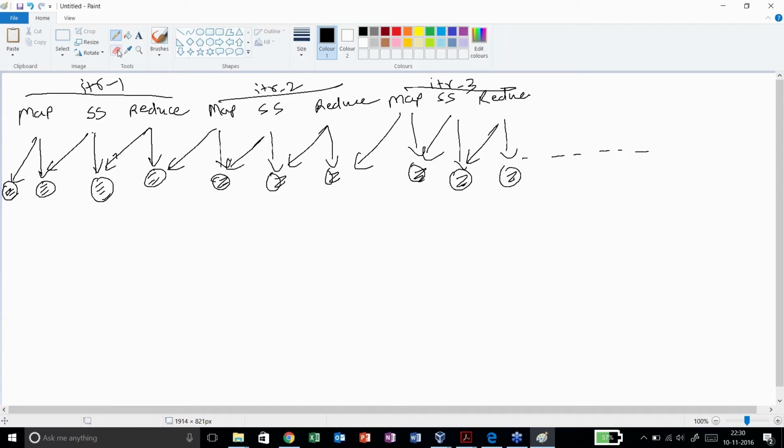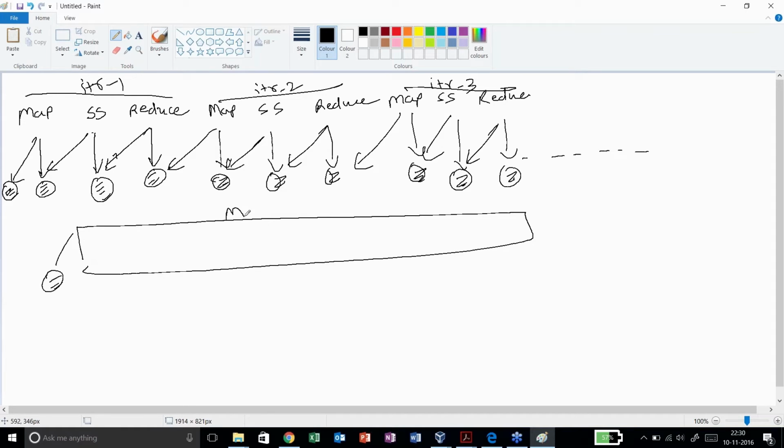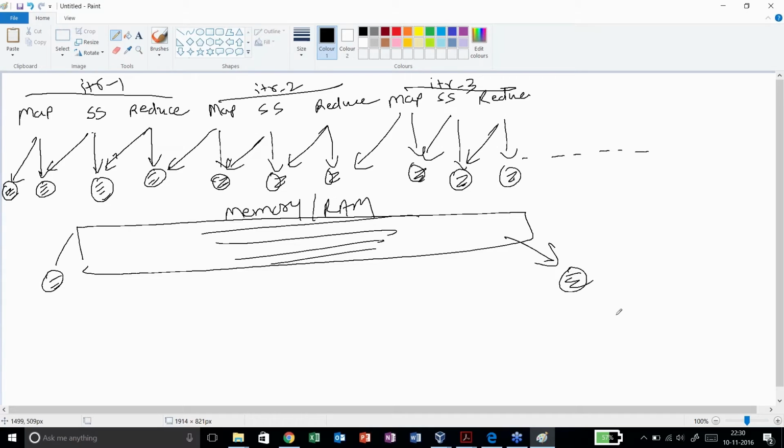So their primary school of thought was, instead of going to the disk and processing the data at every stage, you just read the data into the disk and then try to keep it in the memory. We call it RAM. Try to keep all the data in RAM, and then the last output will be stored in the disk. Every iteration, you just try to hold the data in the memory.